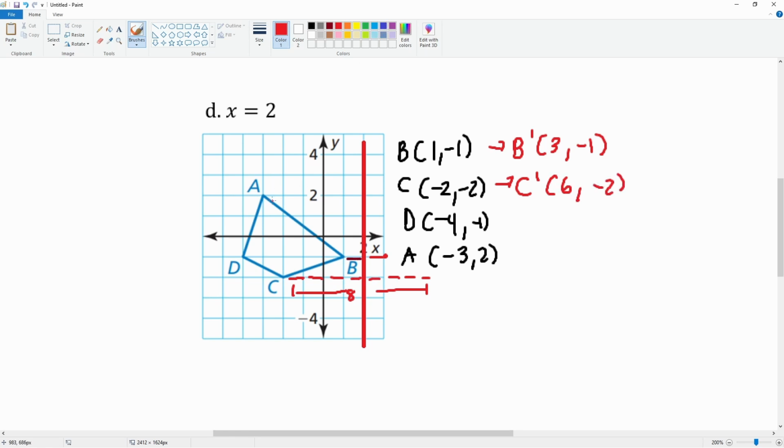Right, let's see. D, how far is D away? 1, 2, 3, 4, 5, 6 away. So it's a total of 12. So D prime is going to be 12 plus negative 4, which is 8. So it's 8 comma negative 1. Okay, and then the last one, A, how far is A away? 1, 2, 3, 4, 5. So it's 10. So A prime is going to be negative 3 plus 10, which is just going to be 7. 7 comma 2. Okay, there you go.